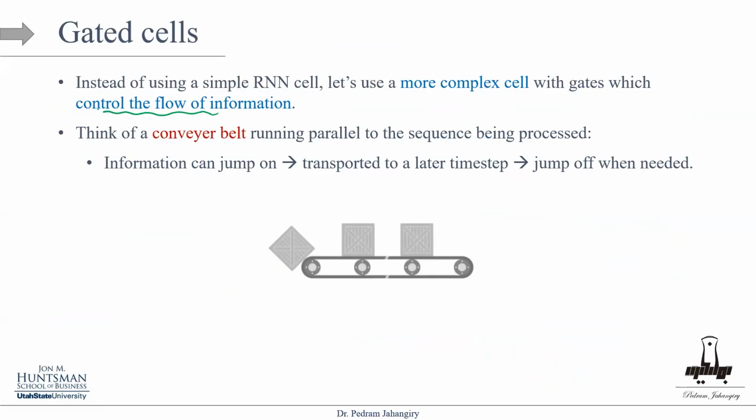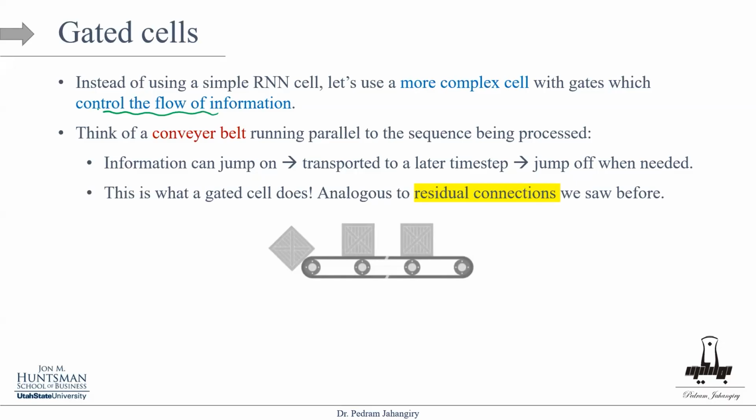So again, this is the analogy from the textbook, which I really like. It says that think of it as a conveyor belt running parallel to your sequence being processed. Information can jump on, transport to later time steps, and jump off when we need it. And how does this jumping on, jumping off happen automatically? Guys, this is all about training. Okay? This data is labeled.